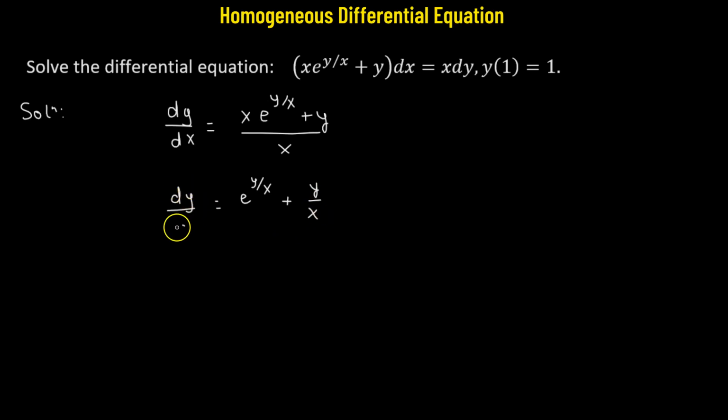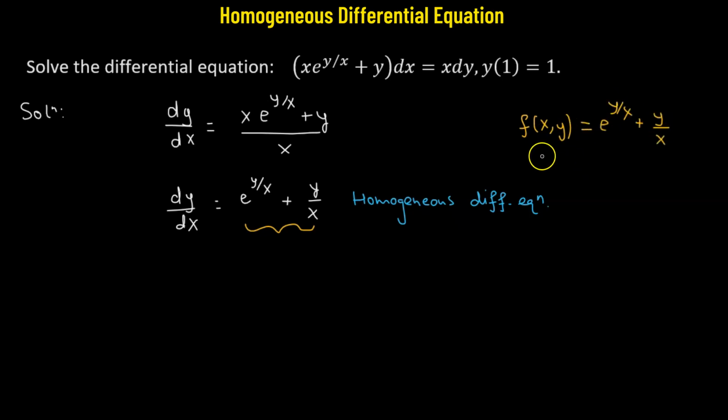Now, this is a special type of differential equation. This is referred to as the homogeneous differential equation. The reason behind this is, if we consider this particular expression and suppose that it is denoted by the function f, and in place of x and y we replace it with lambda x and lambda y respectively, this gives us e raised to the power of lambda y divided by lambda x plus lambda y divided by lambda x, and that gives back the original function f of x comma y.